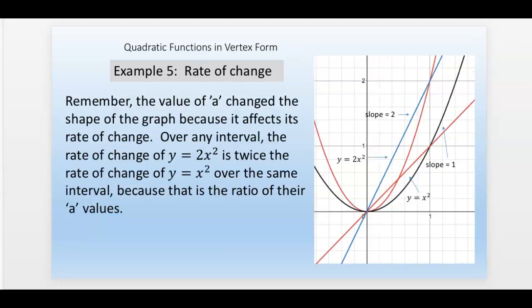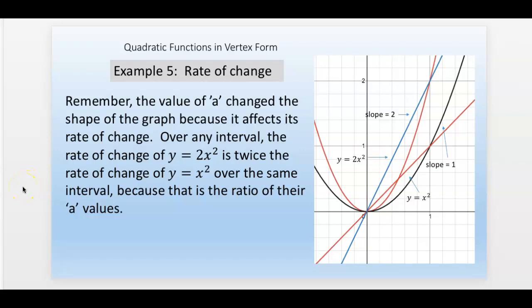As the last thing, I just want to revisit this rate of change idea. All right, there is one little problem in the summary about this. It's the first problem. Again, remember the value of a, it changed the shape of the graph. Because what it's doing, it's affecting the rate of change, right? Which is kind of like the slope, if you remember. Even though the rate of change is changing, between any 2 points, we can calculate a slope.